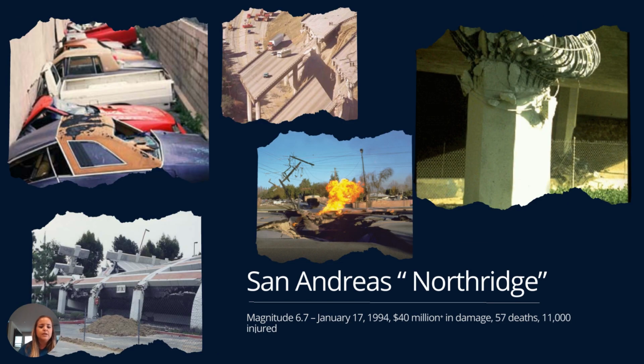We also have the San Andreas Northridge, which was a magnitude 6.7 in 1994. This was $40 million in damage, only 57 deaths, but 11,000 people injured, which puts a real strain on our hospitals, right? And now we have all of these roads that are closed that have to be repaired, a lot of bridges that were damaged from this earthquake.